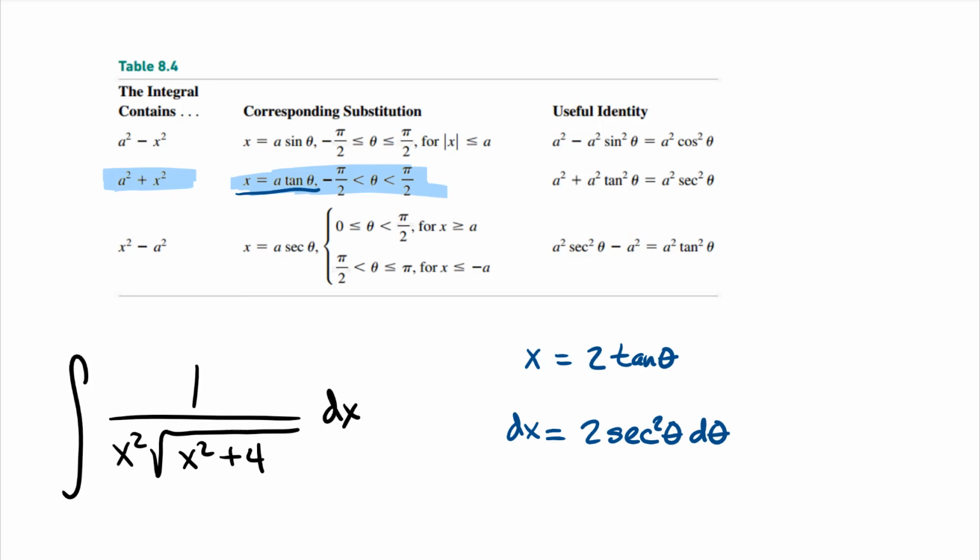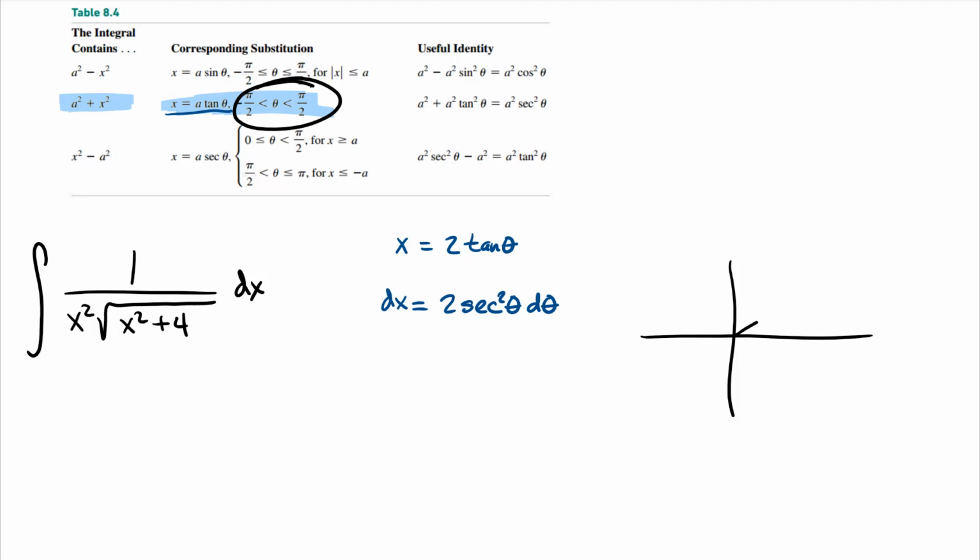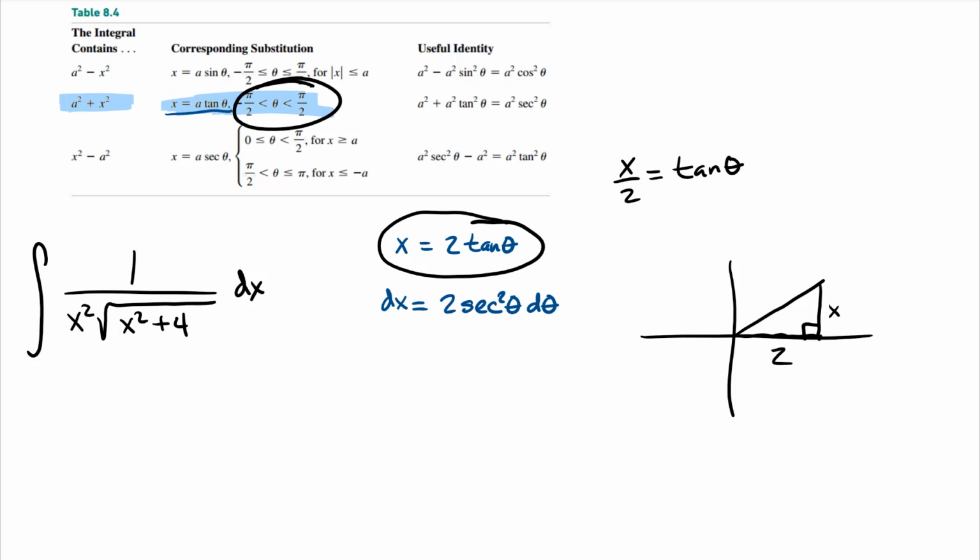Now, I don't even want to start the problem yet. I want to start my triangle. You're going to need a triangle at some point in time. So since we're between negative pi over 2 and pi over 2, it doesn't matter, just make your triangle in the first quadrant. Let's divide over the 2, and we're going to end up with x over 2 is equal to tangent of theta. Just want to create the triangle. So we get x on the opposite, 2 for the adjacent, and the hypotenuse is going to become, I'm just jumping to it.